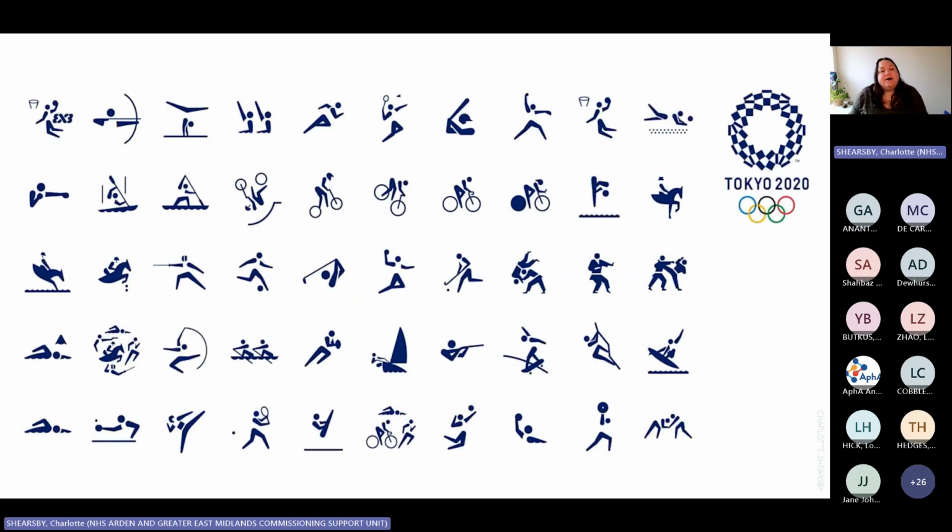So here are the Olympic pictograms from Tokyo 2020, and we all know every time the Olympics come out we get these little icons that depict each sport. The idea of these pictograms is, again, the speed to insight, so that we very quickly understand, regardless of a language barrier, what each sport is we're about to see. So that's looking at speed to insight.